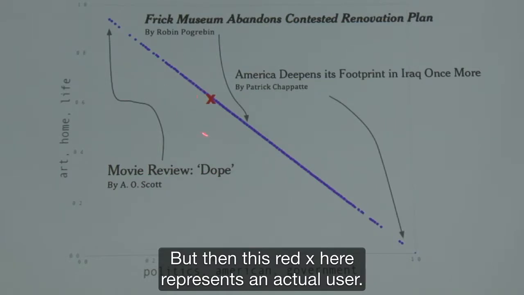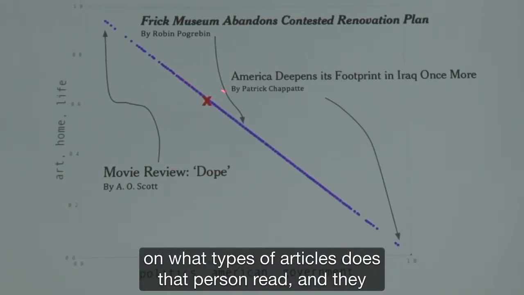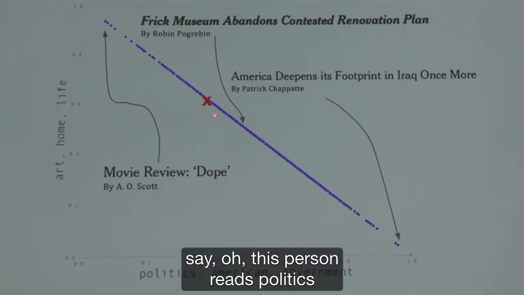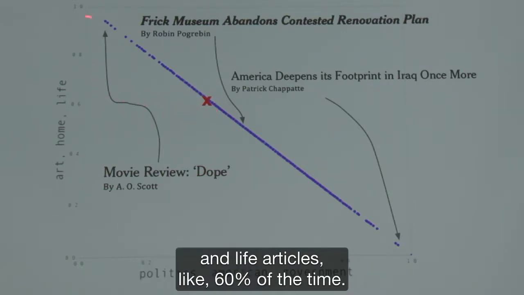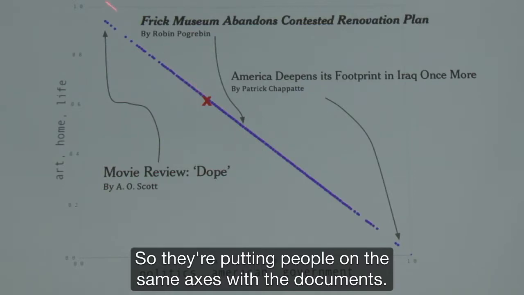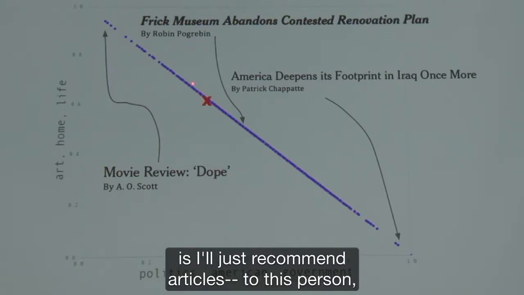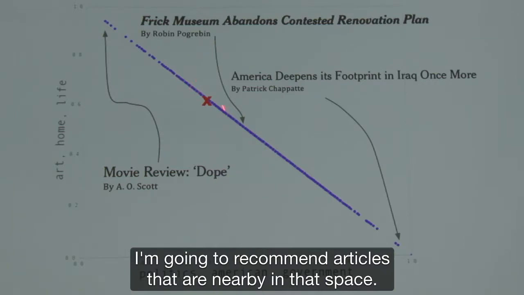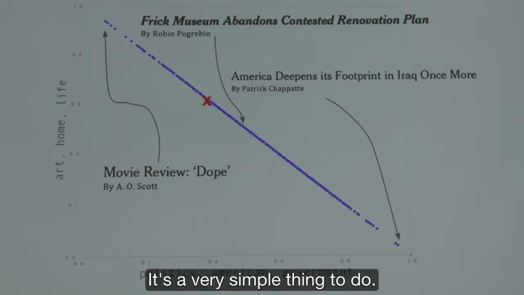But then this red X here represents an actual user. The New York Times has data on what types of articles that person reads, and this person reads politics articles 40-something% of the time, and art, home, and life articles like 60% of the time. So they're putting people on the same axes as the documents. Then one very simple way to recommend articles is to recommend to this person articles that are nearby in that space. It's a very simple thing to do.